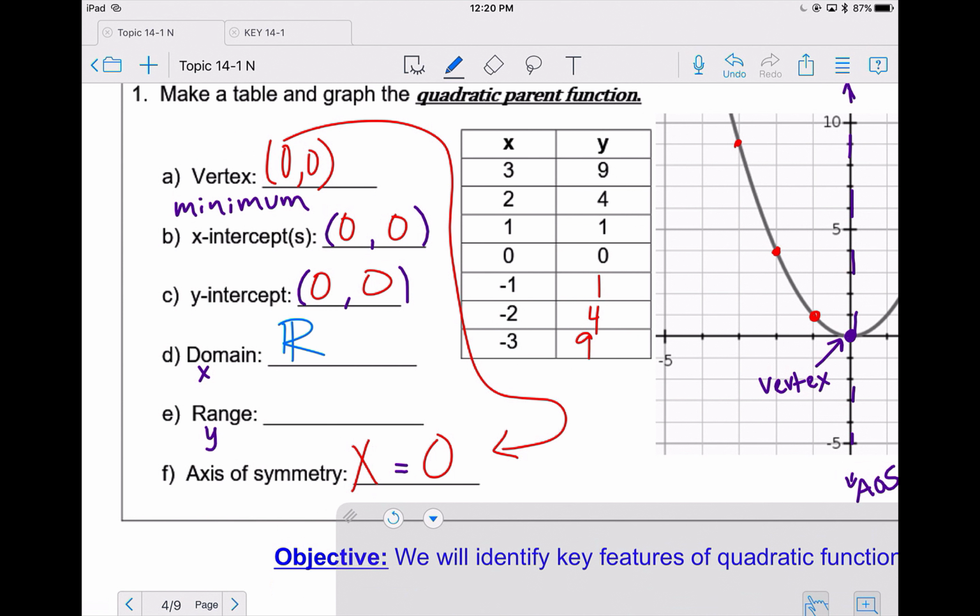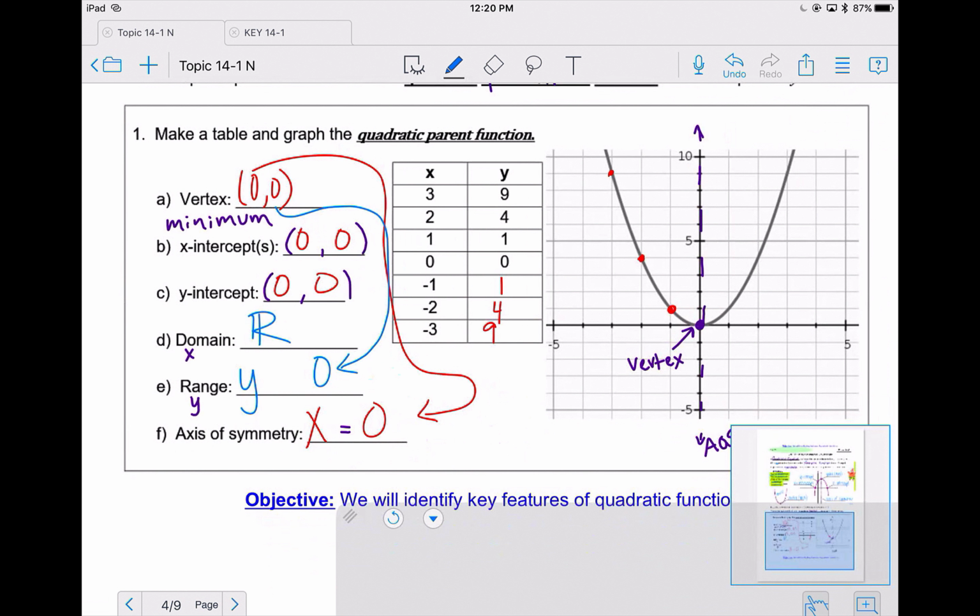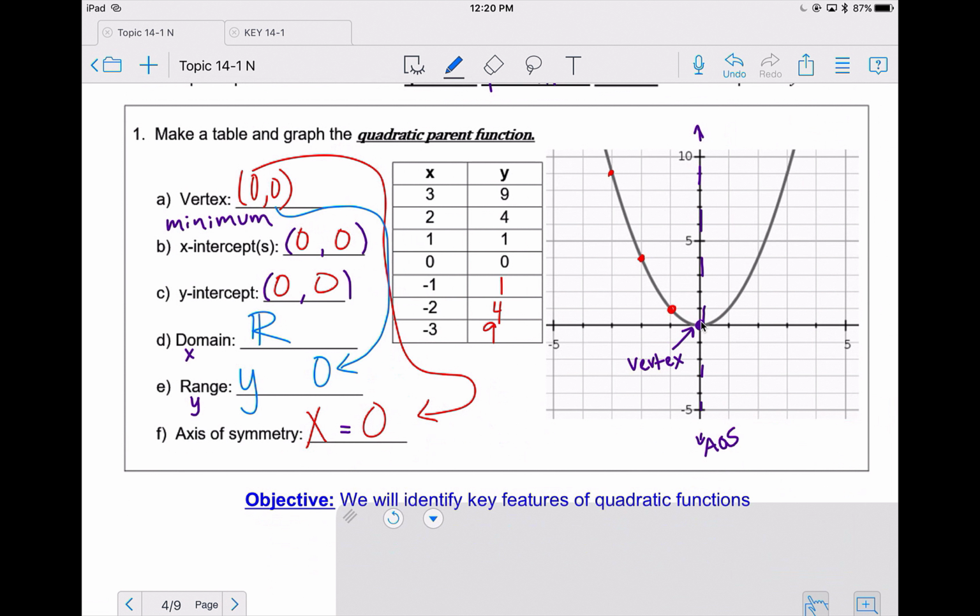Your domain will always be all reals because you can plug in any x value and get out a y value. Your range will always be related to the y of your vertex. In this case, because I have a minimum, meaning lowest point, my y's are all getting bigger. So my minimum y value is 0, and then my y's are getting greater than or equal to 0. So your vertex is important because the x goes to the axis of symmetry and the y goes to the range.